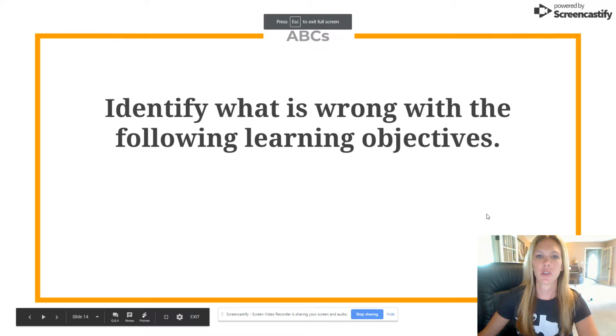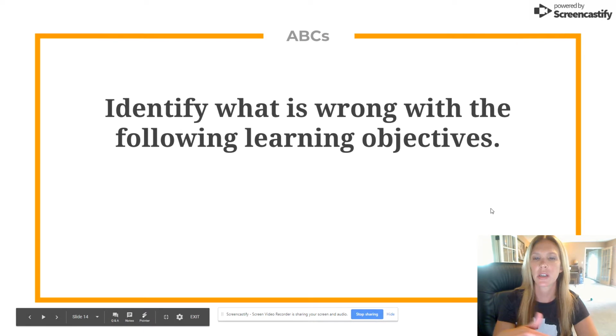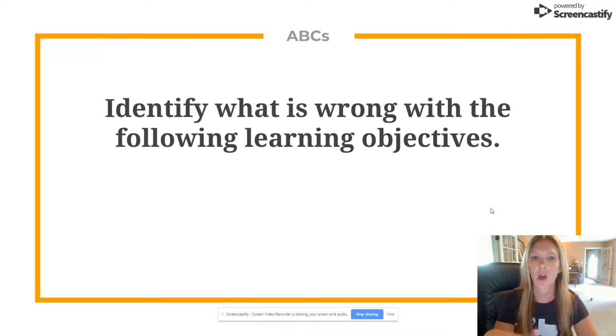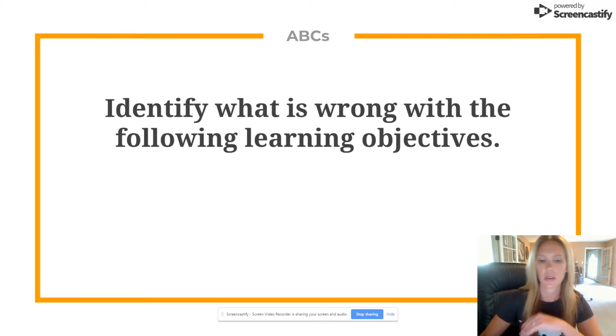Okay, so round two, we're going to take some of these learning objectives and talk about what's wrong with them. And then we'll take some of those TEKs and turn them into good learning objectives.